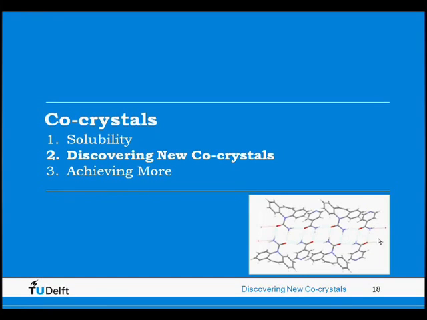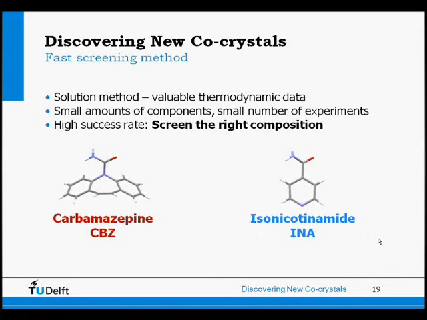And we do that in ternary systems, so at least 3 components. So we are looking for a fast screening method in a solution to discover co-crystals and alongside get valuable thermodynamic data which we can use in the design of crystallization processes and in obtaining single crystals, for instance. And we want to use small amounts of components and a relatively small number of experiments, while we want to have a high success rate.